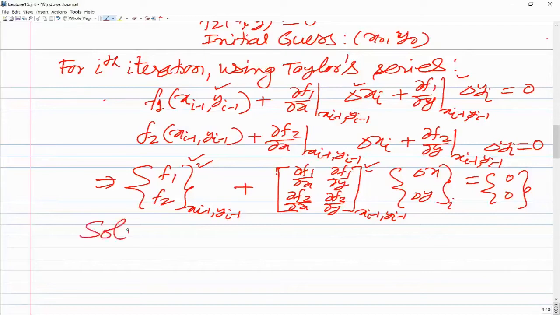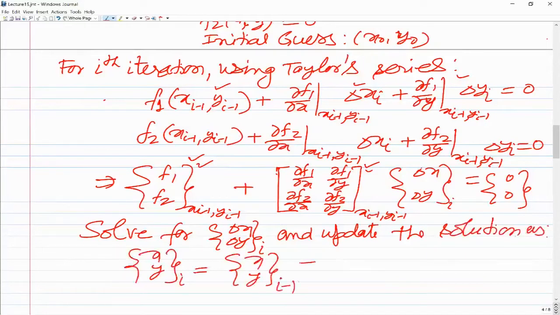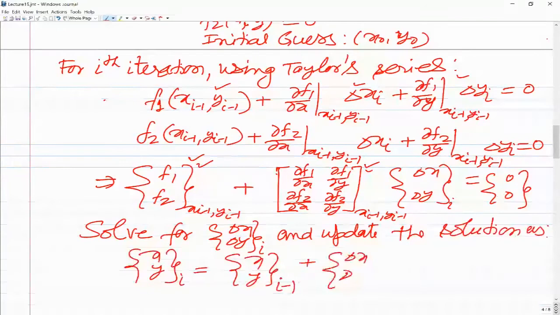So what you can do is solve for delta x, delta y for the ith iteration and update the solution. What you will do is that (x, y) for the ith iteration would be (x, y) in the previous iteration, that is the (i-1)th iteration, plus (delta x, delta y) calculated for the ith iteration. So that is how you use the Newton-Raphson method.